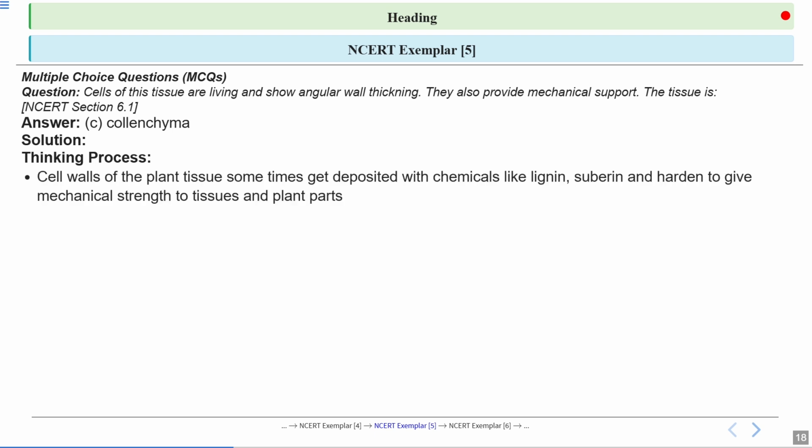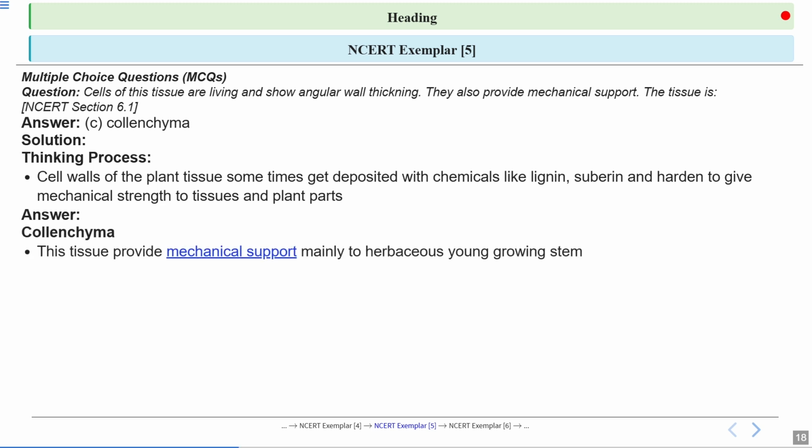So the cell walls of the plant tissue sometimes get deposited with chemicals like lignin and suberin, and harden to give mechanical strength to the tissue and the plant part, right? These are some of the chemicals that get deposited at the walls of the tissue. Collenchyma: this tissue provides mechanical support mainly to the herbaceous and young growing stem. And the cells have angular thickening at the corners.